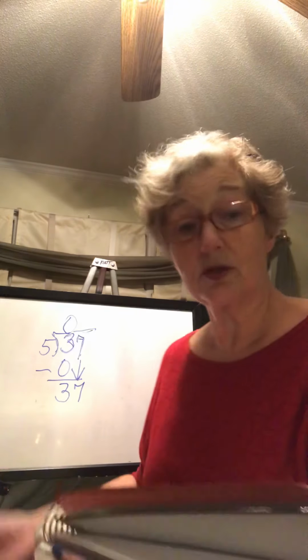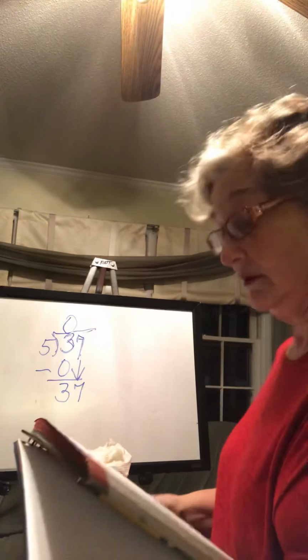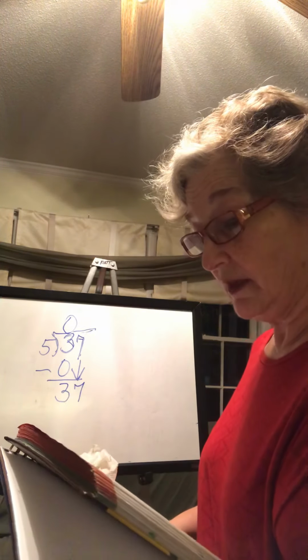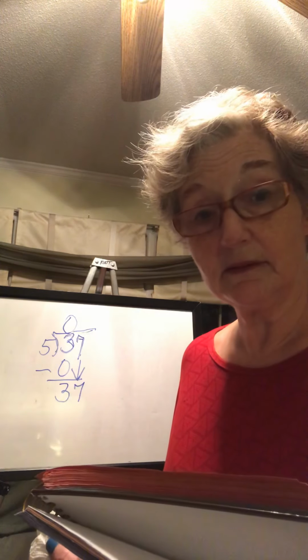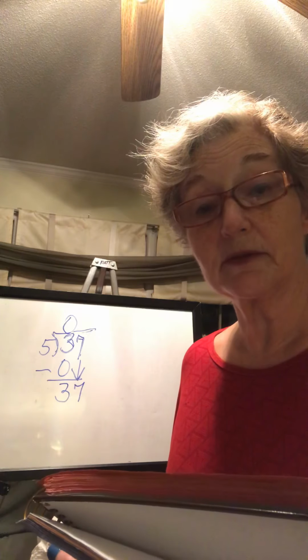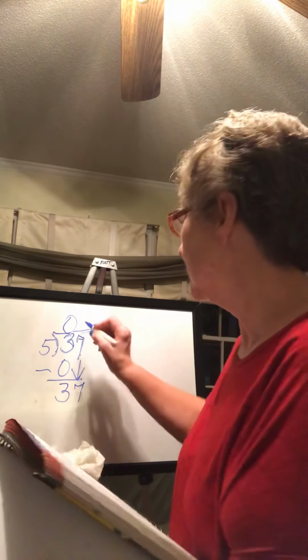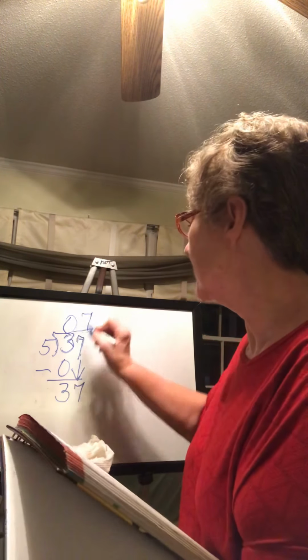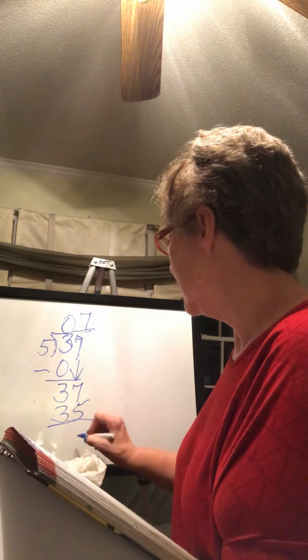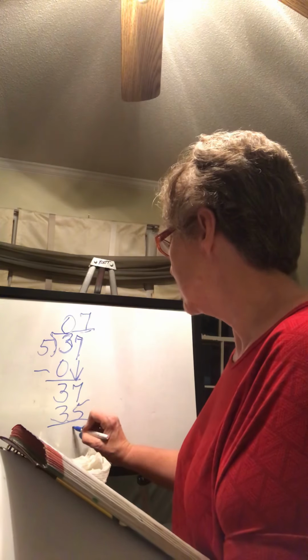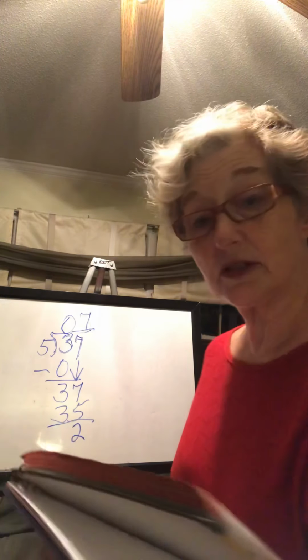So now you have 37 again. Or you could do the short way. Short division. But 5 goes how many times into 37? What comes closest without going over? That would be 7. So 5 times 7 is 35. And now you've got 2. 7 minus 5 is 2.